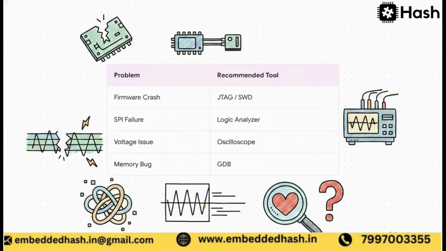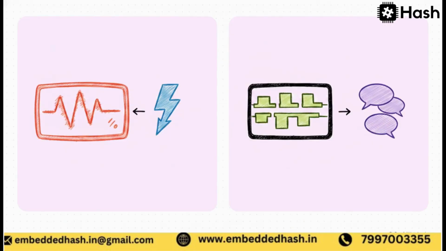And for tracing those stealthy memory bugs we just talked about, you fire up a software debugger like GDB. Honestly, using the wrong tool in embedded systems is like trying to use a magnifying glass to listen to someone's heartbeat. It just doesn't work. Now, distinguishing between your hardware tools is crucial.